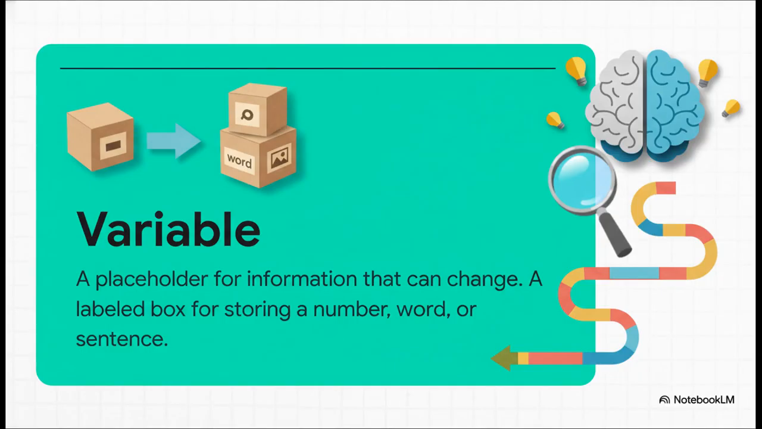And that memory comes in the form of something called a variable. The absolute best way to think about a variable is just as a labeled box. You can put something inside that box, a number, a word, whatever, and the program can go and look inside that box later on to see what's in there.